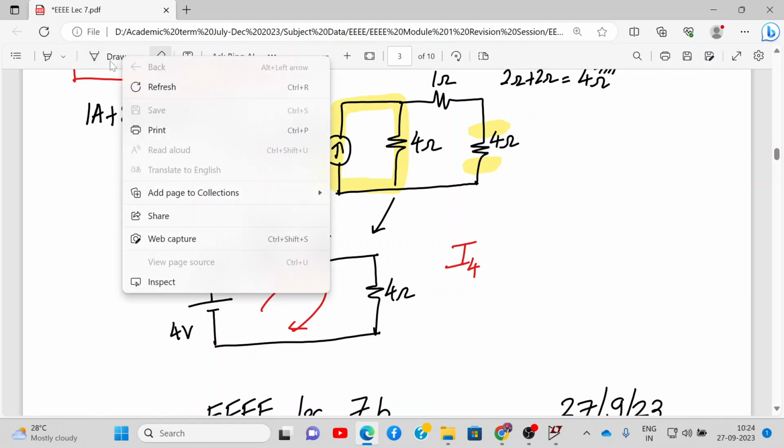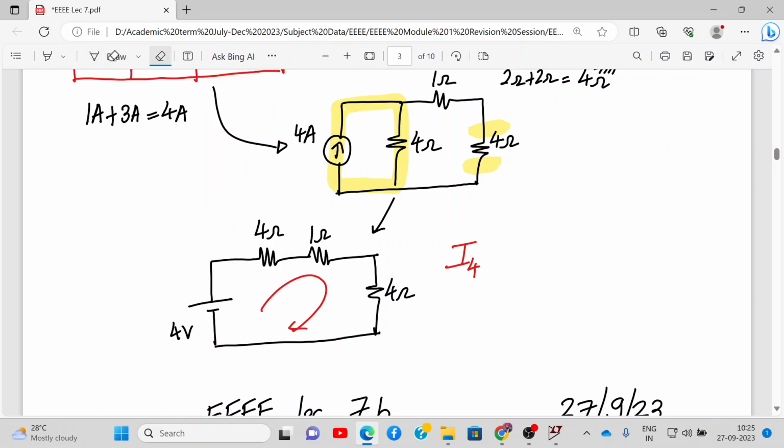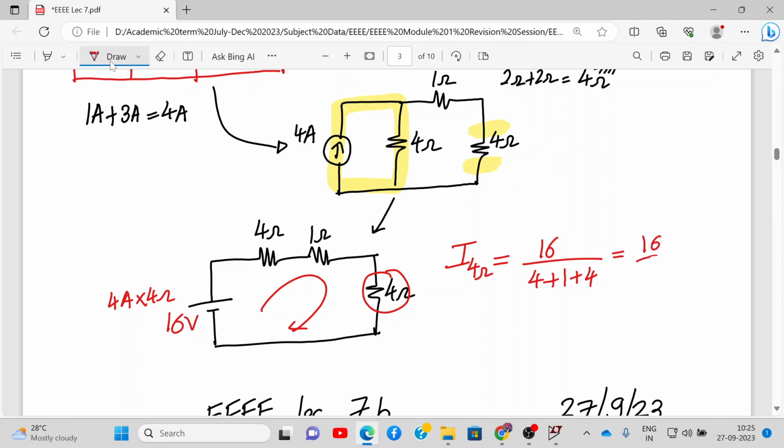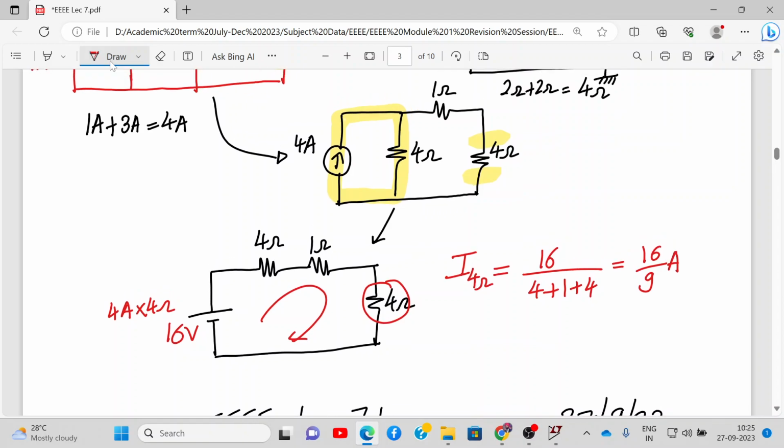So basically we are converting this current source and 4 ohm resistance. What will be the value of the voltage source? Be careful over here. We are converting a 4 ampere source and a 4 ohm resistance. So 4 ampere multiplied by 4 ohm, that will be 16 volt. Okay, so the current flowing through this 4 ohm resistance will be 16 volt divided by 4 plus 1 plus 4, because all these resistances are connected in series. So it will be 16 by 9 amperes. Okay, so that will be the value of the current flowing through the 4 ohm resistance.